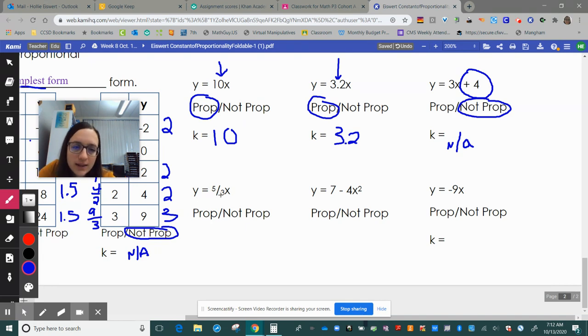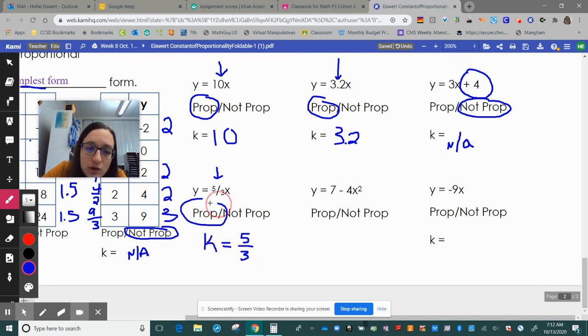Next one, y = kx. Oh, good to go. There it is. It's a fraction. So our k is 5/3. And it is proportional. Don't worry, fractions are numbers too. This one, whoa. Whoa, we got a 7, we got a minus, we got an x, we got a squared. Definitely not proportional. This one, y = kx. Oh, look, there we go. It's in the form, good to go, and our k is -9. All right, save these notes because they will come in handy, and I will see you hopefully next class.